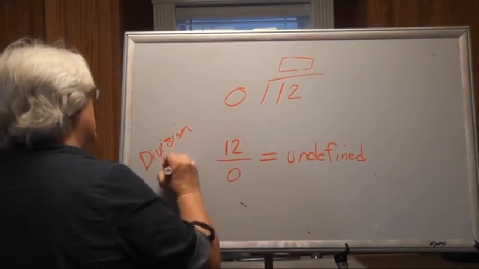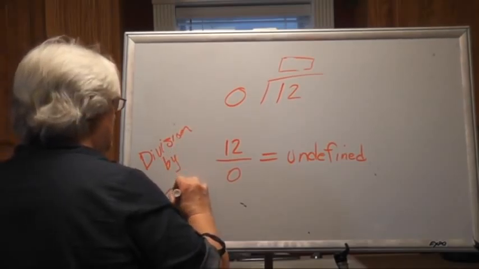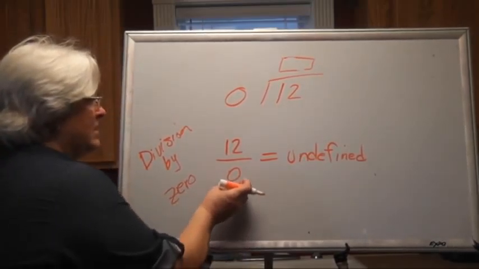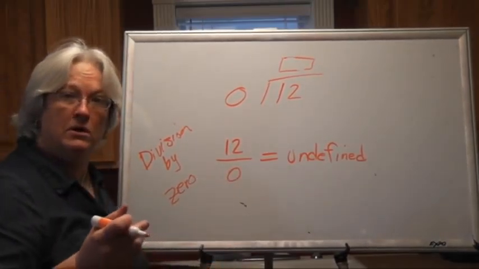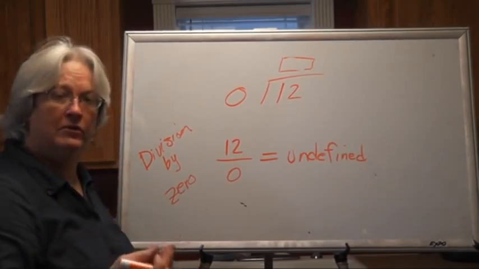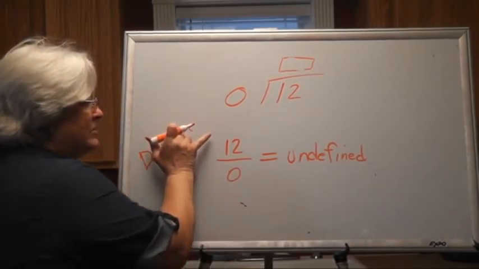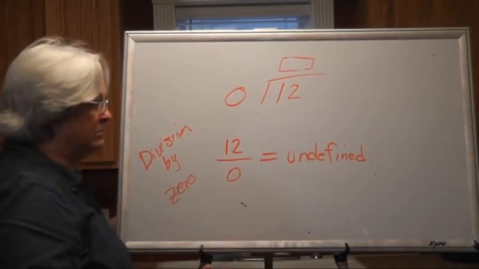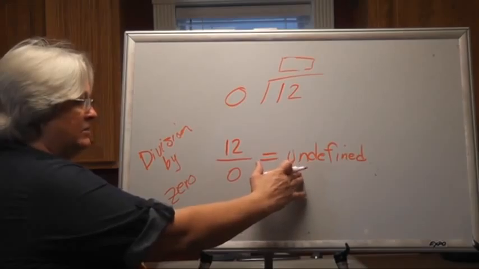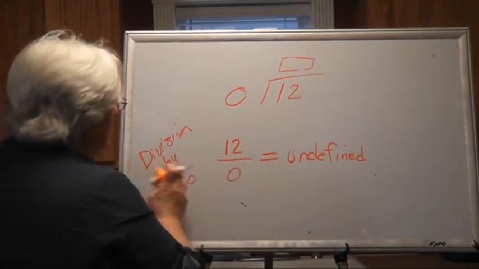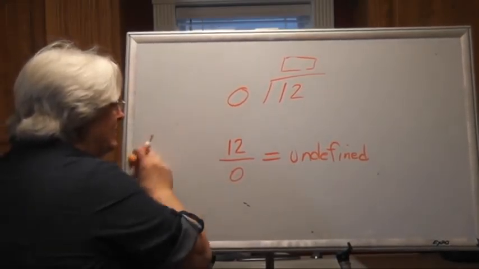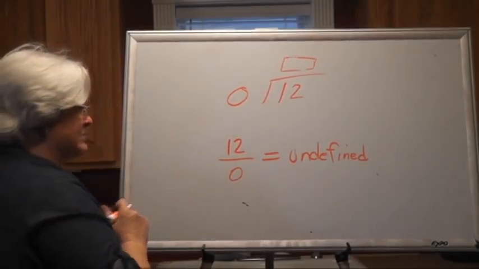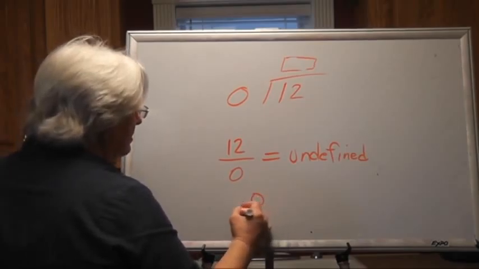Division by 0 is undefined. There's no such number that if you multiply it by 0 that you're going to end up with anything other than 0. So you can't do that. Division by 0 is undefined. That's essential, that even if you don't right now really understand that, you know that you can't divide anything by 0.